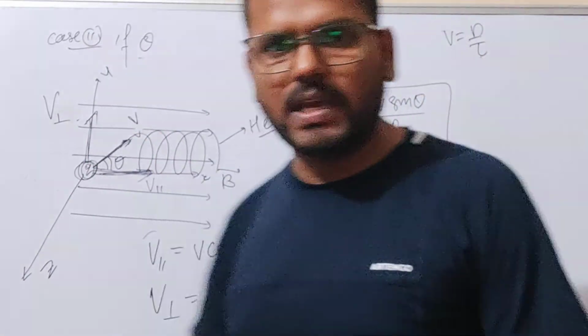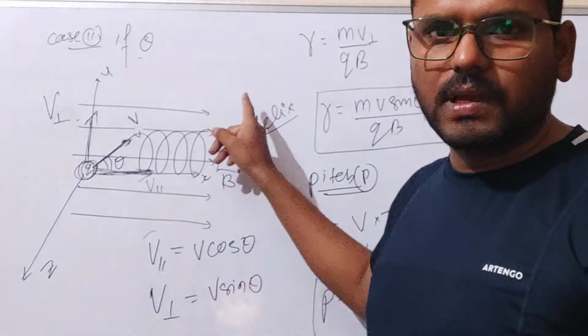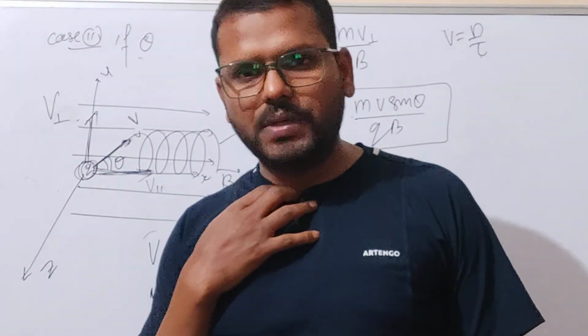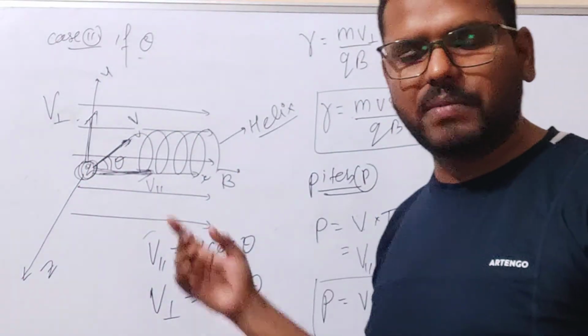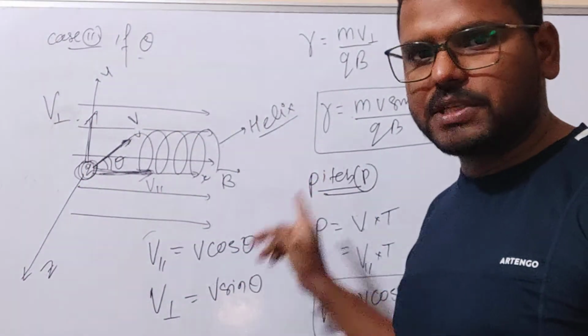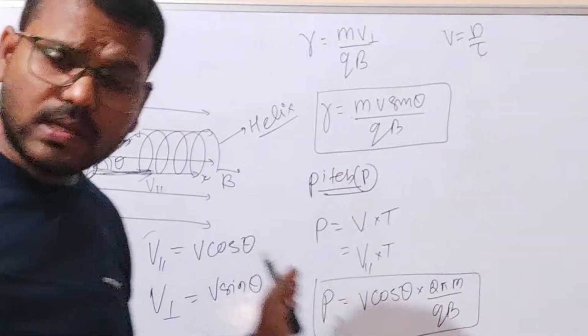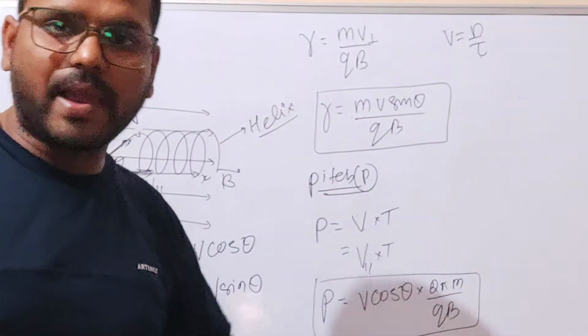For the helical path we get the radius, mv perpendicular divided by qB, where perpendicular is v sin theta. And then this is the pitch. Pitch means the path covered by the charged particle in the direction of the magnetic field.